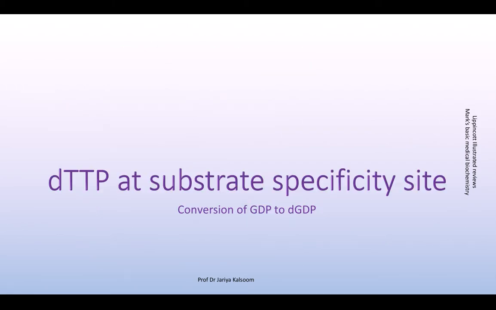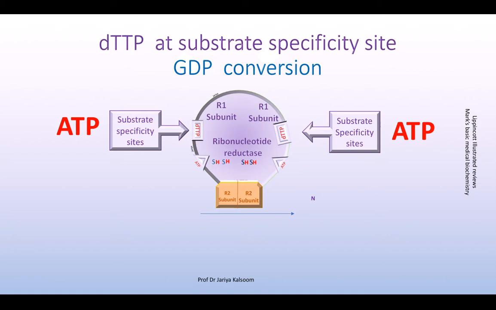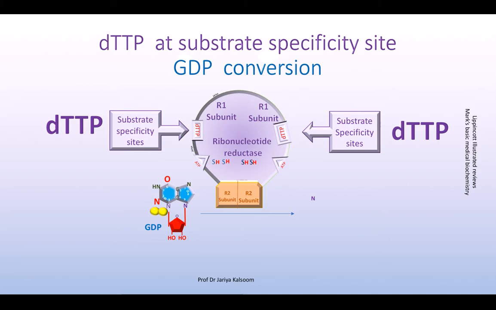Now when DTTP accumulates, it is going to displace the ATP at the substrate specificity site. So when DTTP is sitting at the substrate specificity site, now it is going to decide which substrate is going to be converted to its deoxy form, and in presence of DTTP, GDP is going to be converted to deoxy GDP. So this is the GDP. You can appreciate it is an oxypurine with the oxygen group at its top.